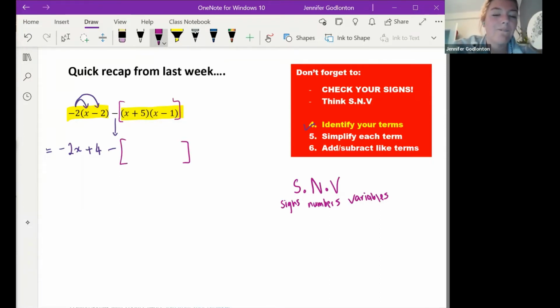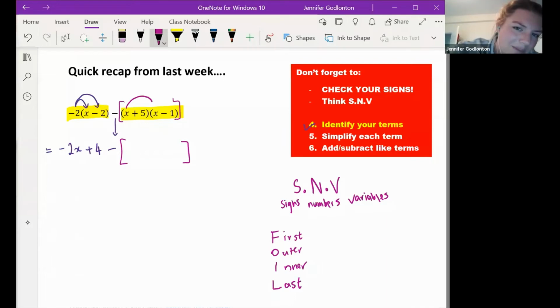Okay, so I'm going to do my FOIL now. Who remembers what FOIL stands for? Remember to put your hands up if you want to answer. What does FOIL stand for? Tiana, what does FOIL stand for? First, outer, inner, last. Okay, awesome.